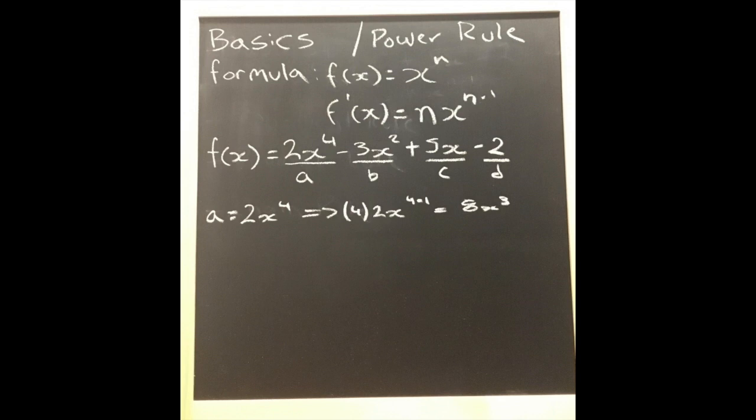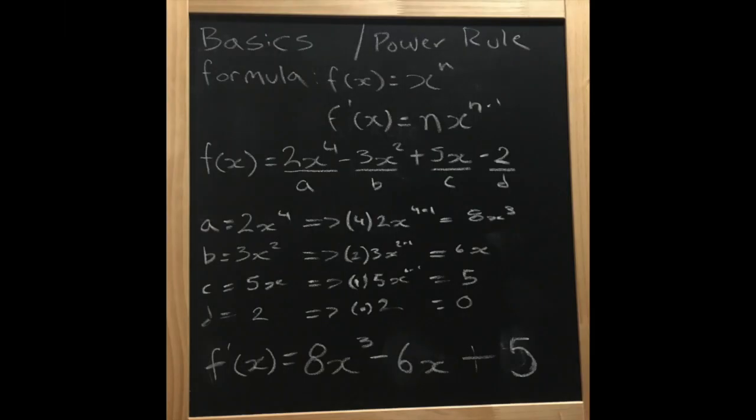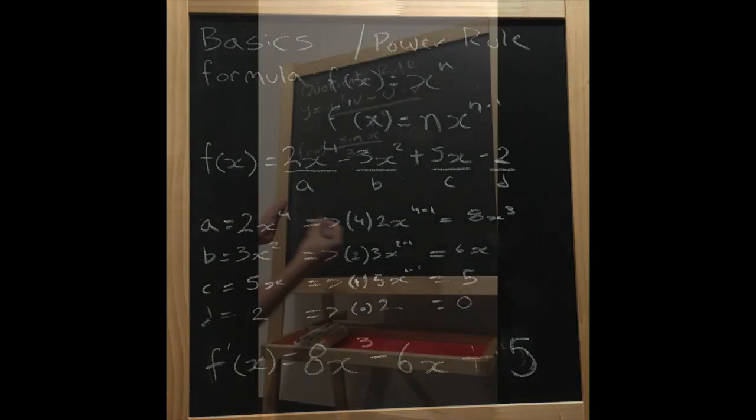In this case, a, which is 2x to the power of 4, would now be equal to 4 times 2x to the power of 4 minus 1, which is 8x to the power of 3. Apply the formula to the rest of the letters, and eventually you will get 8x to the power of 3 minus 6x plus 5, which is now the derivative of f of x.